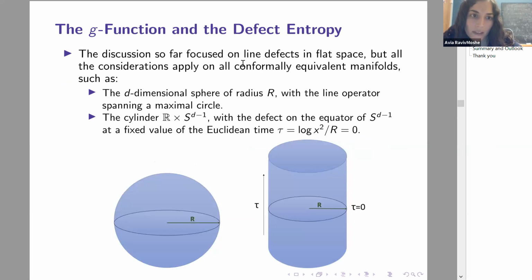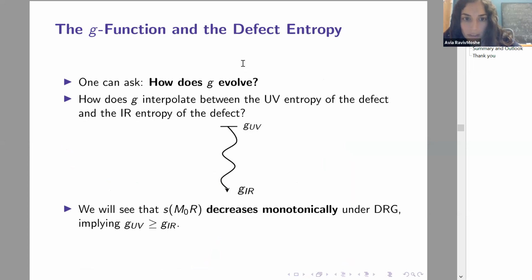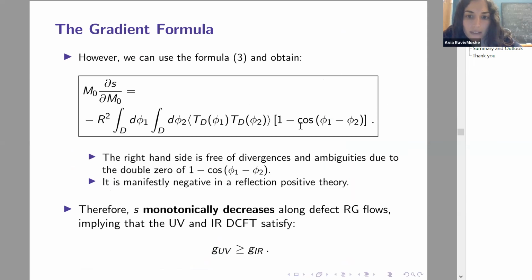Well, what you want to achieve at the end is something that is free of divergences and counterterms. This 1 minus cosine of the relative angle is very important because it makes it free of divergences and ambiguities. If you take this 2-point function at points that coincide, when phi 1 goes to phi 2, then in general the 2-point function of the stress tensor can be defined up to contact terms. However, if you expand 1 minus cosine of the relative angle around the point where phi 1 goes to phi 2, it is like phi 1 minus phi 2 squared. This is very important in order to get something that is free of any divergences and ambiguities.